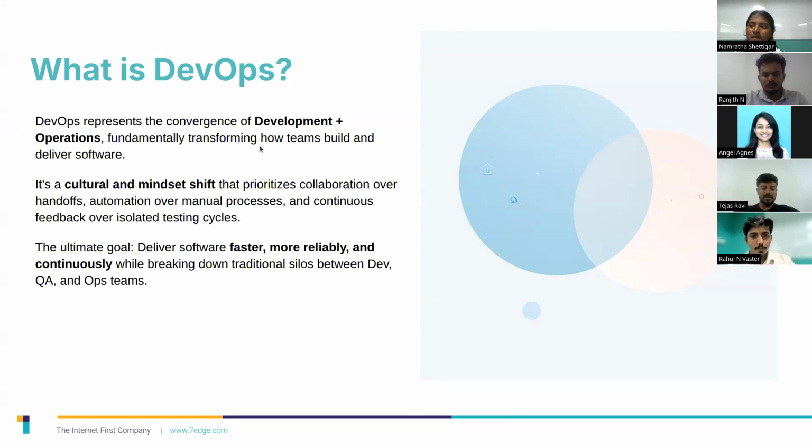Yeah, I hope I'm audible, and thank you, Tejas, for the introduction. In my view, DevOps is not just a set of tools or automation practices. It's fundamentally a culture shift in how we approach building, deploying, and operating software. The change in culture prioritizes collaboration over handoffs, automation over manual work processes, and continuous feedback over isolated testing cycles. So this is what basic DevOps would be.